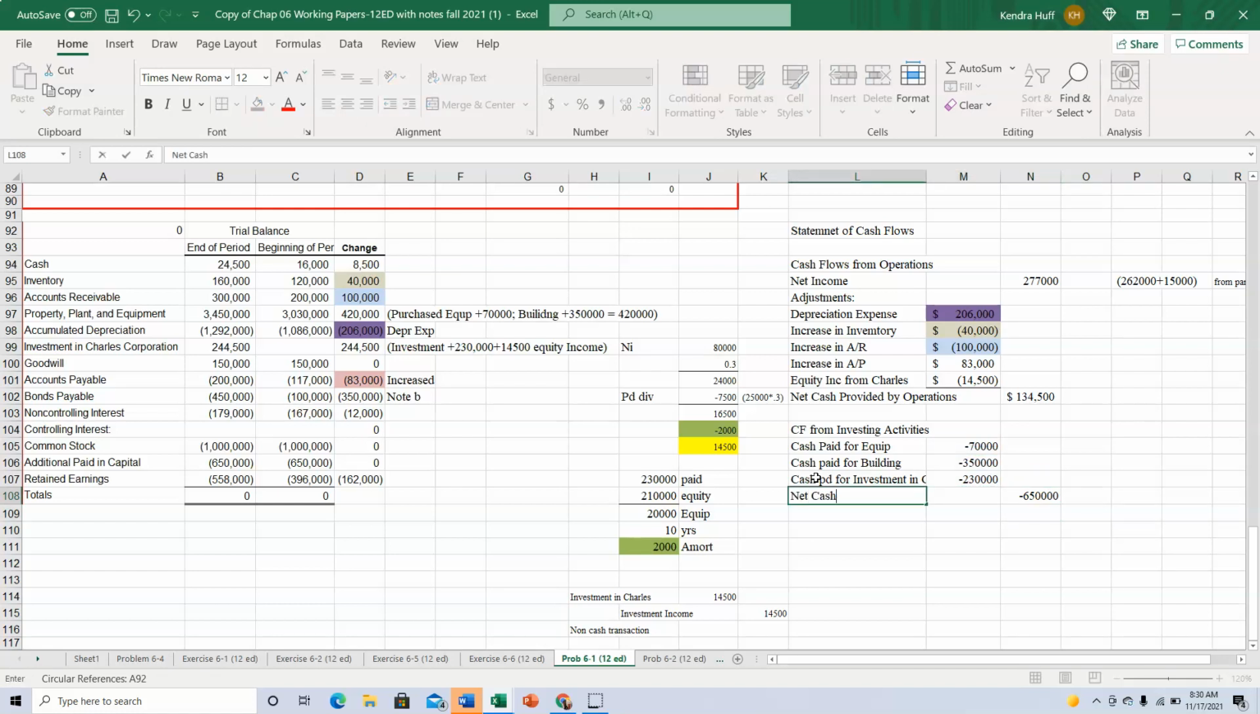Net cash used by investing activities. Cash flow from financing is next. All right, so for the building, remember we issued a bond, we got the cash, then we bought the building. So we got cash from bonds. That was $350,000.